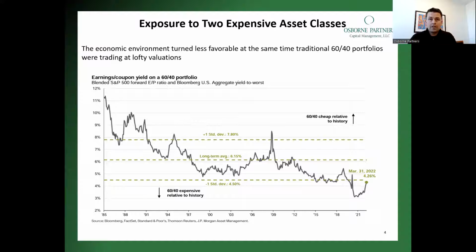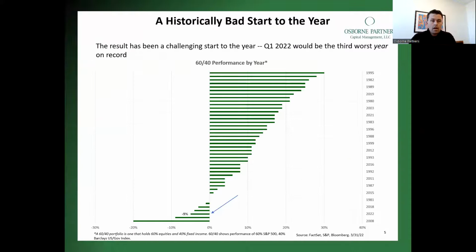And as you can see, at the exact same time that the economic variables that we were just talking about shifted to headwinds, the traditional 60-40 portfolio was trading at valuations that have rarely been seen over the past 20 years. And so the result of these shifting economic variables coinciding with these stretched valuations that we just talked about can be seen in this chart right here.